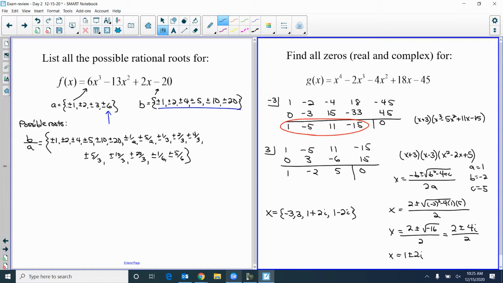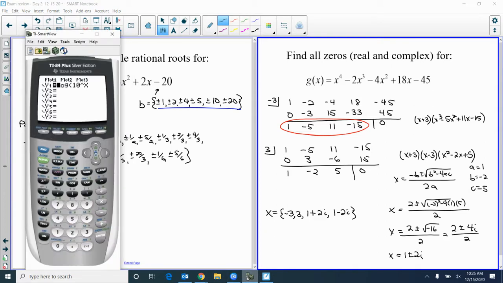So the first one just said list all the possible rational roots. You didn't have to find them. I don't even know what the roots are or if there are any. They might all be complex for all I know. Well, one of them has to be. And then for the second one, it says find all the zeros. You are allowed to use your calculator on the whole thing. So you would graph it, find out where it hits the x-axis, and kind of go from there.